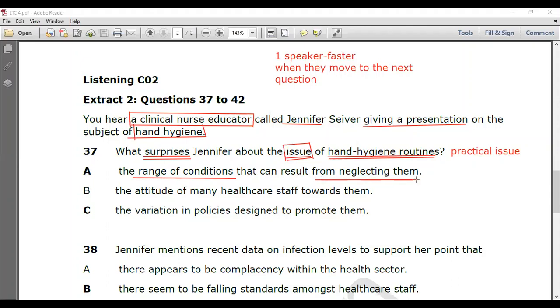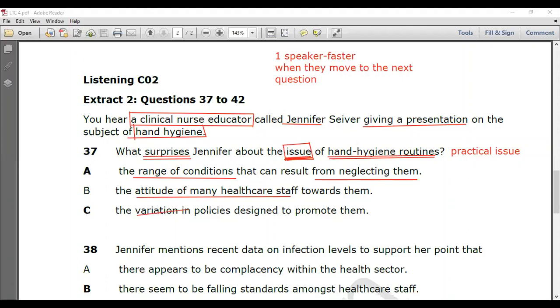So them here refers to hand hygiene. So is it something that surprises her? Then attitude of many healthcare staff towards them. Now here it is issue. So you definitely know that if this is the correct answer, definitely the healthcare staff may not have a very positive attitude because this is an issue that they are talking about.